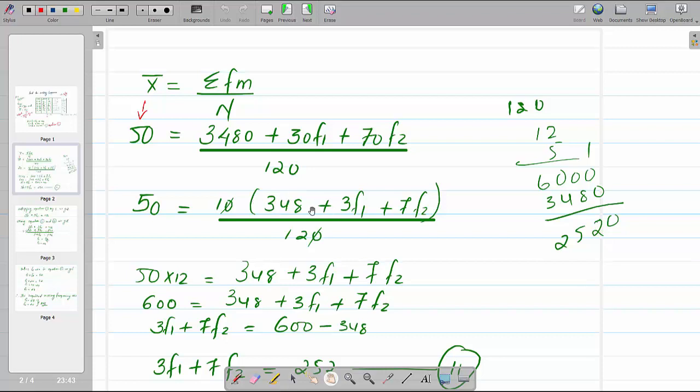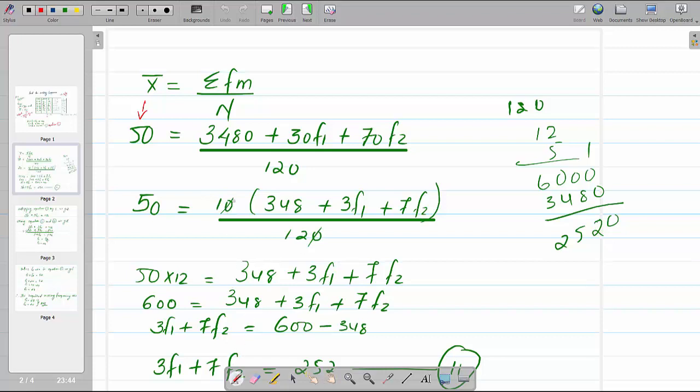Now, since it is quite a big figure, what you can do is take out a common factor from here. You can see all the zeros here, so we can take out 10 as a common factor, right? 10 into 348 will be 3480, 10 into 3 will be 30, 10 into 7 will be 70. So we took out 10 as a common factor, just to shrink the numbers down and make them small, so it will be easy for us to calculate later. So here, 10 and 120, you can cut both the zeros, right?